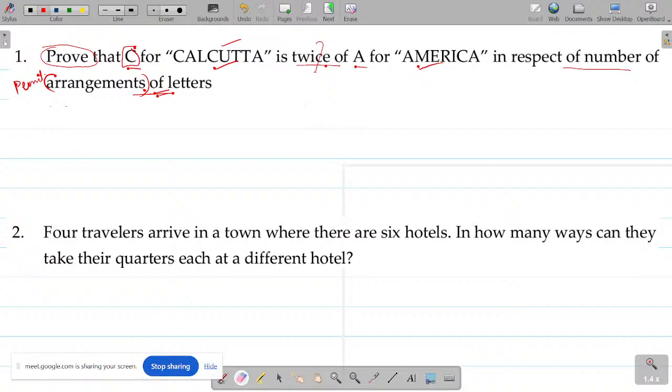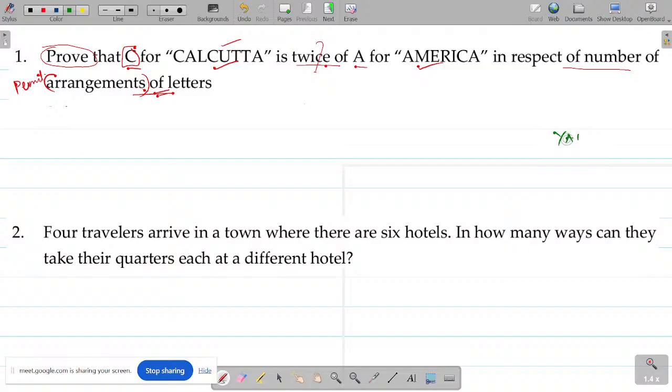See, don't think this is a geographical problem because when we say Calcutta, we think this is a place. No. When I discussed Yamuna, you don't think of this as my name. You just think there are 6 alphabets. And what you did? You removed the repetitions. The same like here we are taking 2 words. One is Calcutta and another one is America. And we have to show what? It's twice of. So Calcutta is equal to 2 times of America. We have to show this.